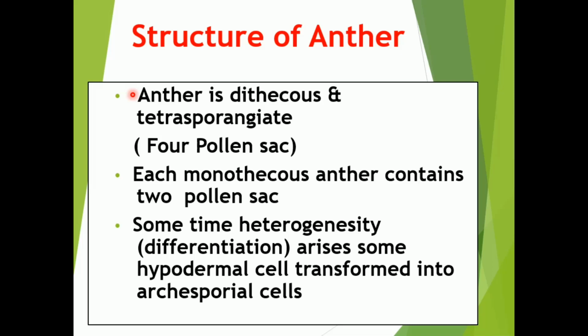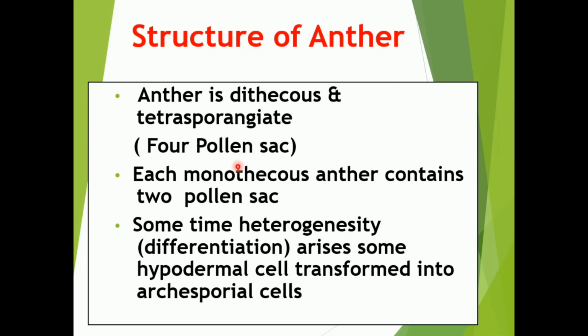So anther is a part of the stamen, because stamen is an individual member of the androecium, as in the last lecture. In the structure of anther, if you observe the immature stage of the anther, it is represented by a group of parenchymatous tissue. This parenchymatous tissue is surrounded by a single layered epidermis. The anther is generally dithecous and tetrasporangiate. Tetrasporangiate means that four pollen sacs are there.